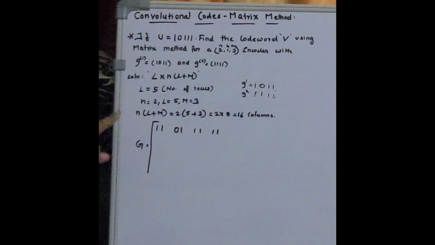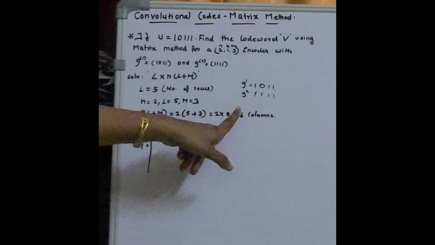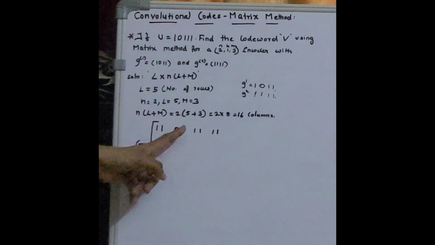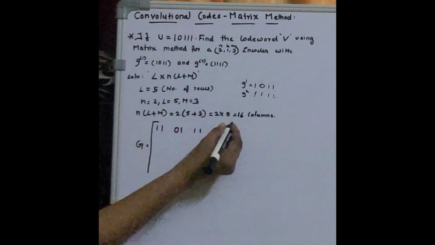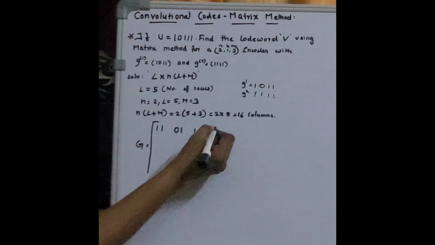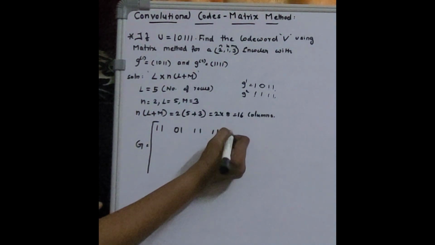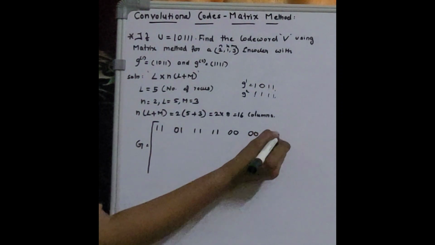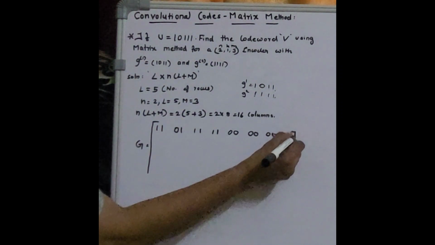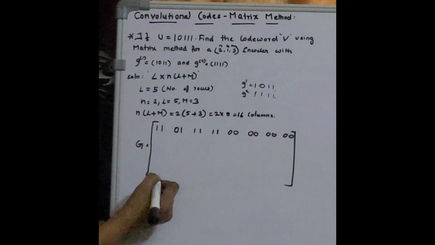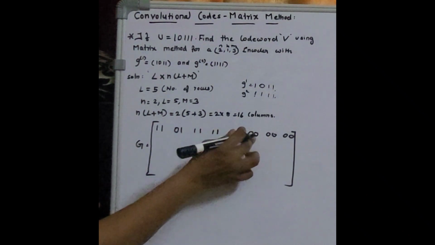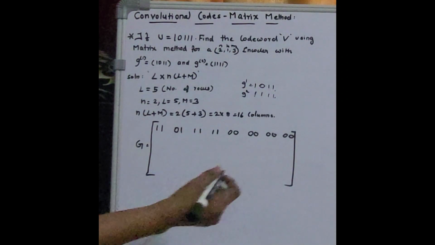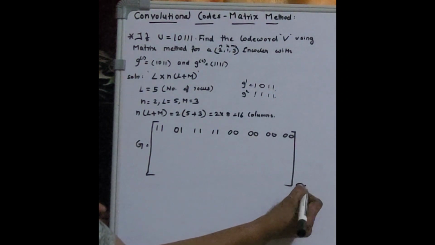So how many columns are there? There are 16 columns. Count this one: 1, 2, 3, 4, 5, 6, 7, 8. So only 8 numbers are there, so the remaining 8 will be 0. So 1, 2, 3, 4, 5, 6, 7, 8, 9, 10, 11, 12, 13, 14, 15, 16. So the size is 5 by 16.